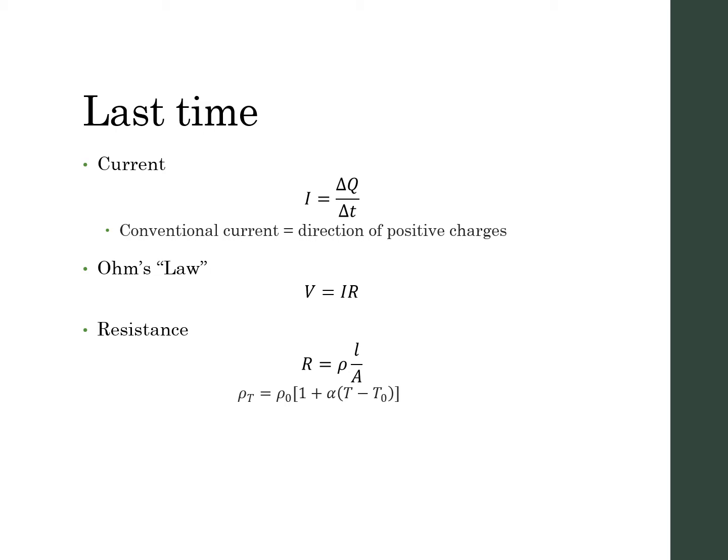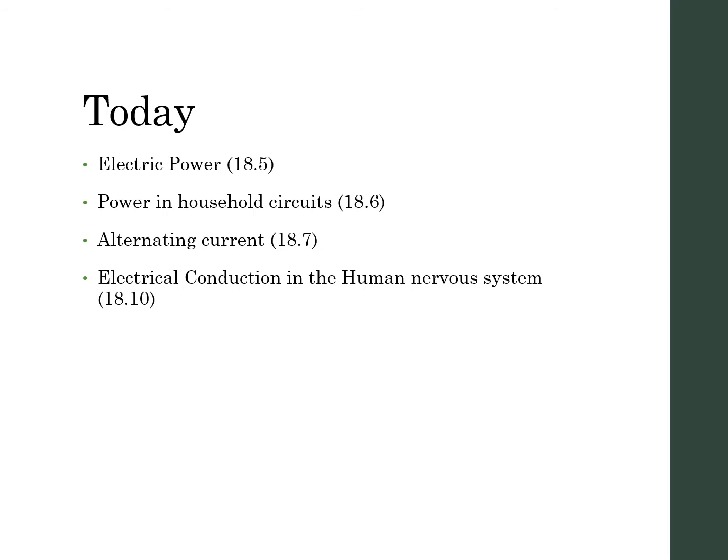So we're going to see current today, and we're going to see it as well all next week. And we're going to be seeing Ohm's law next week as well. But today what we're going to be focusing on is a little bit more application based. So in this first video, we're going to go over electric power as well as power in household circuits. In this second video, we're going to be covering alternating currents. And then in the third and final video, we're going to look at electrical conduction in the human nervous system.